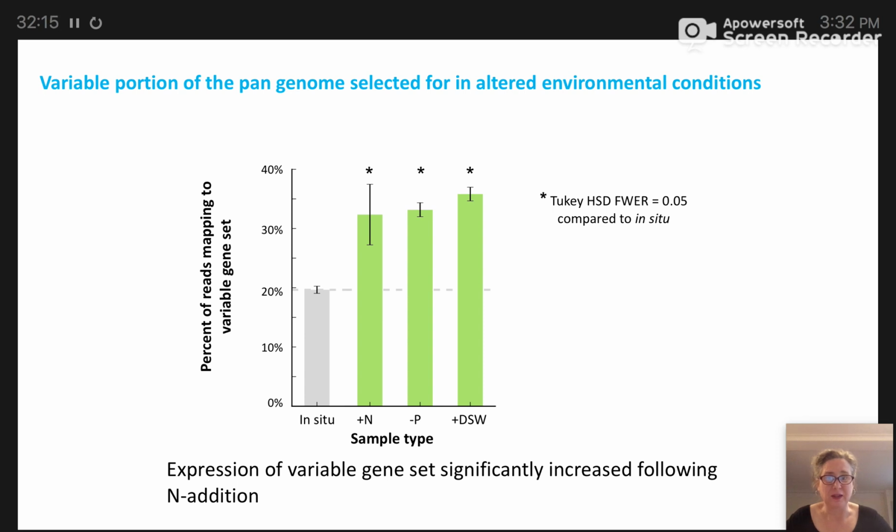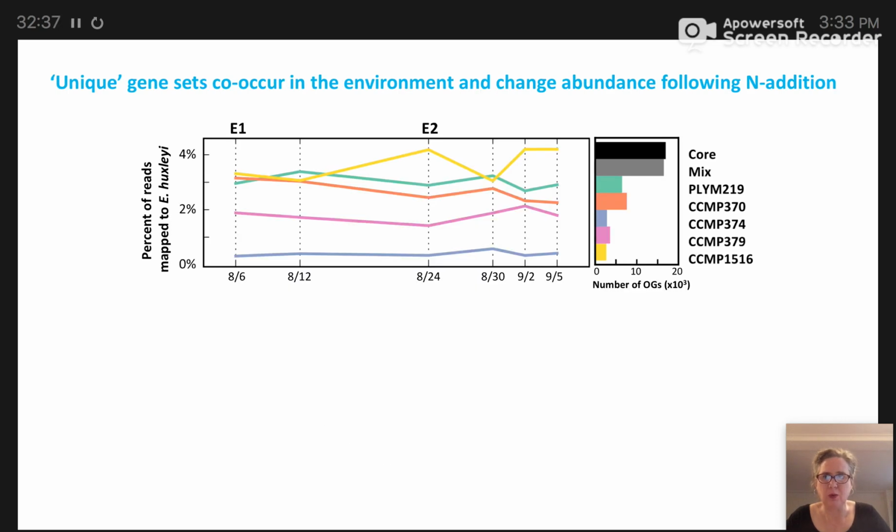So there is selection for modulating the expression of the variable gene set in altered environmental conditions, which really speaks to the fact that these variable genes might be important in how these strains thrive in a given environment. We also looked at the unique or strain-specific gene sets.